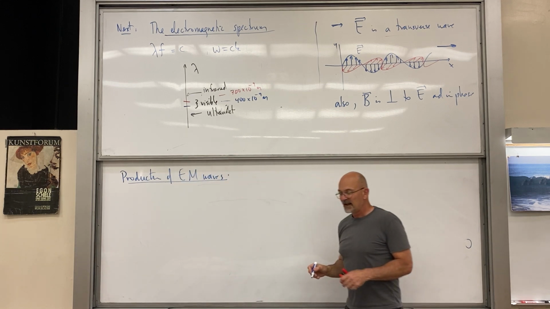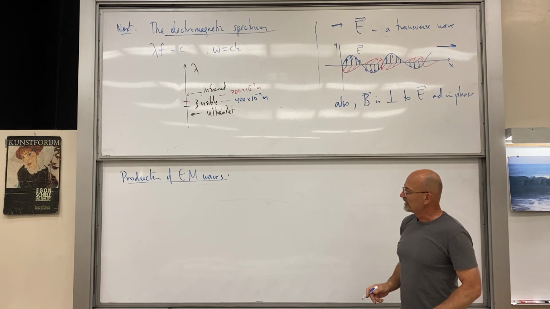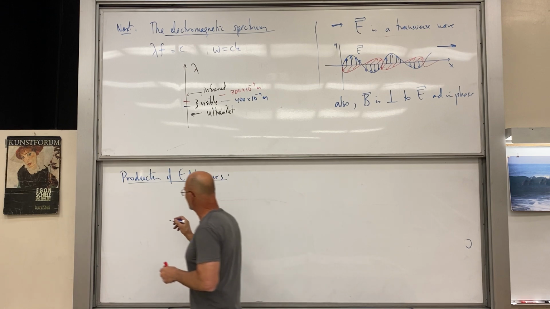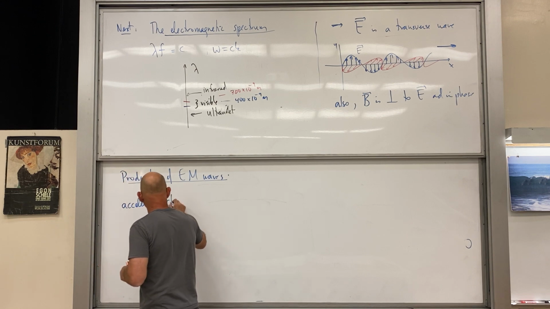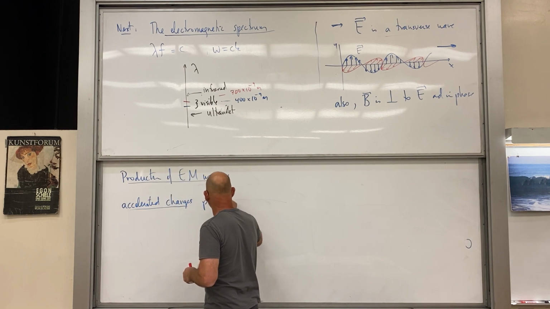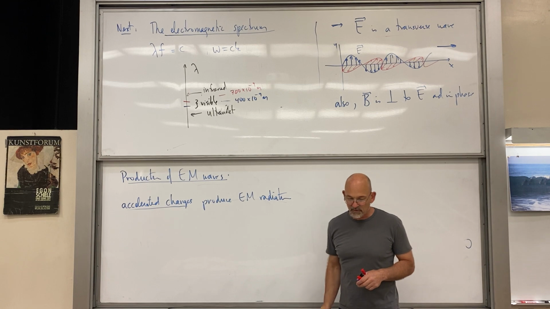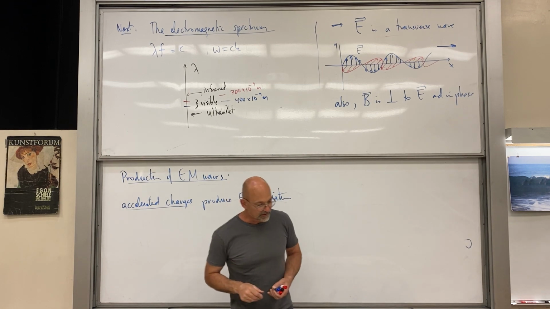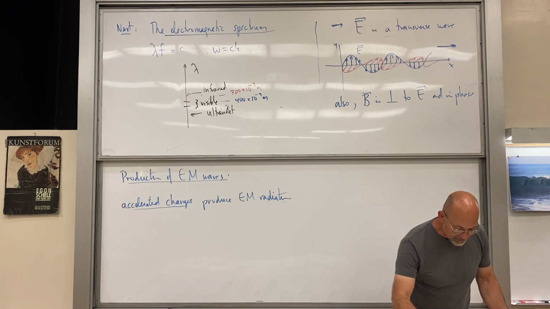It turns out, and this is also completely describable through the whole Maxwell theory, you have to have accelerated charges. Okay, so accelerated charges produce radiation, electromagnetic radiation. So there'd be a section in your book on accelerated charges. That's a whole subject in itself.